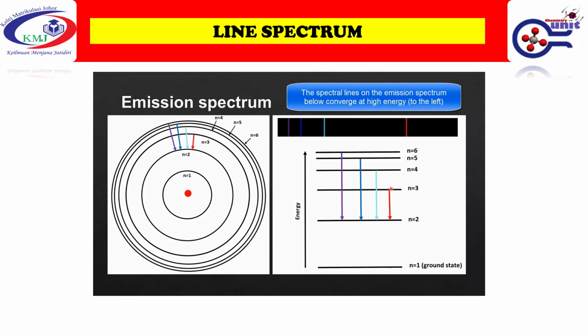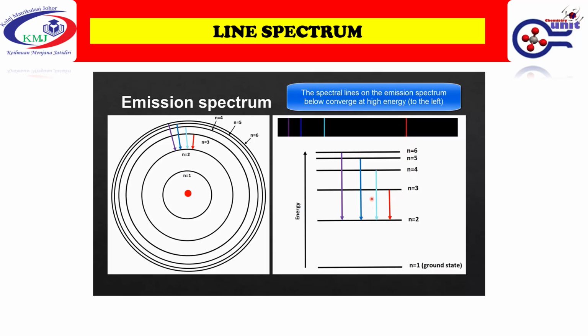So we'll start with this red arrow here. This red arrow represents an electron transition from the n equals 3 to the n equals 2 energy level. When an electron transitions from a higher to a lower energy level, it emits a discrete amount of energy, and the energy that is emitted by the electron corresponds to the wavelength of red light.